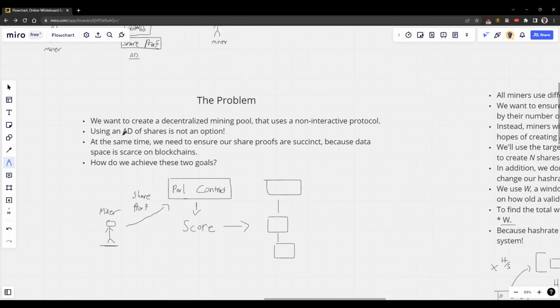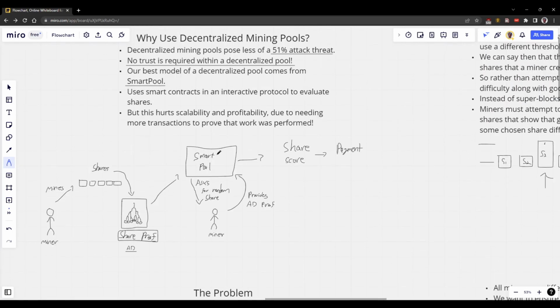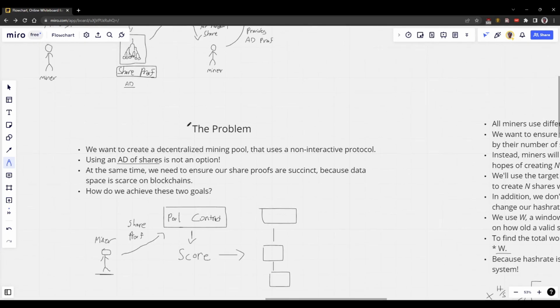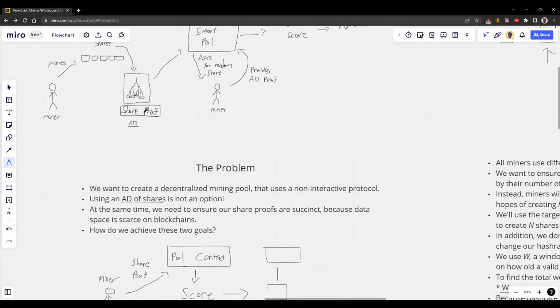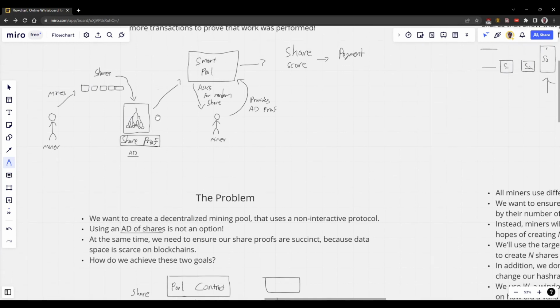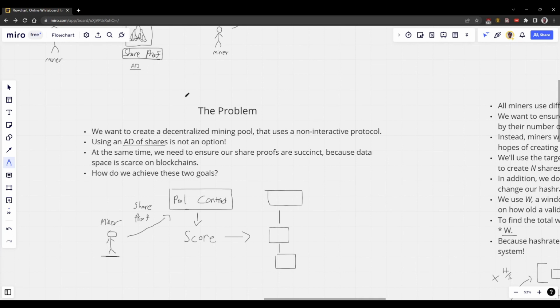Now we know that using an authenticated dictionary of shares is not an option. We saw what happened using that with the SmartPool protocol. It becomes an interactive protocol. At the same time, we need our share proofs to be succinct. Authenticated dictionaries already solve this by themselves. They're inherently succinct, but we can't use an authenticated dictionary because we need the protocol to be non-interactive. So we need both non-interactivity and succinctness in order to achieve our goal of being succinct and non-interactive, and therefore efficient.